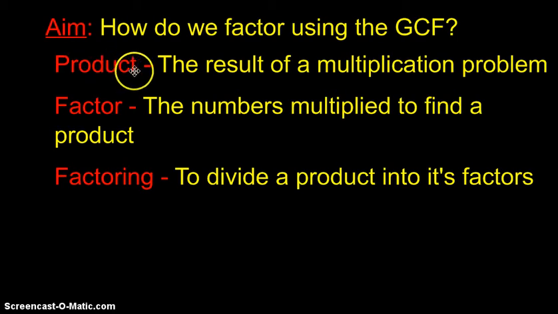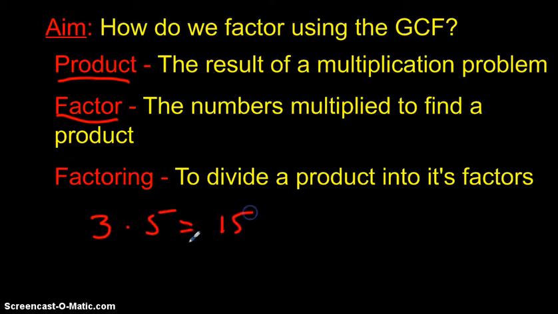And the result of a multiplication problem is called the product. Okay, if you multiply two numbers, their result is a product. If you add two numbers, their result is called a sum. When you subtract, the result is called the difference. Alright, so when multiplying, you multiply several numbers, and those numbers are called the factors, and the factors result in a product. So for example, 3 times 5 equals 15.